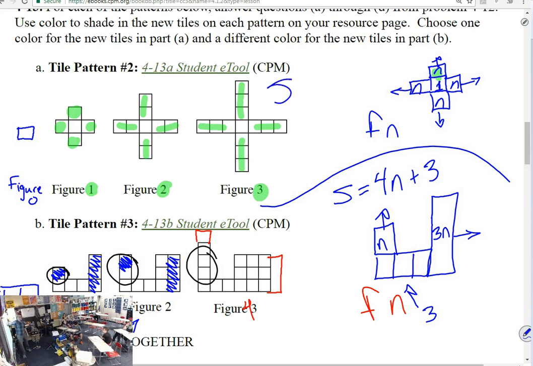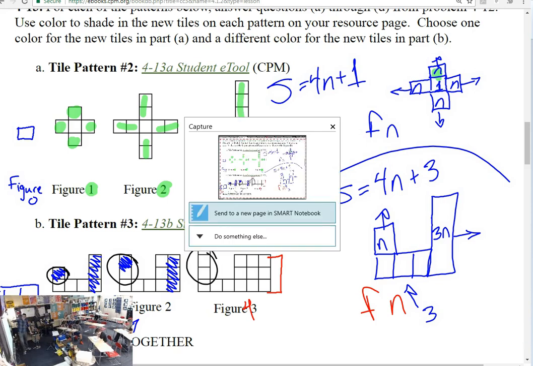So this formula, 4n plus 1. Is it actually going to be 4n plus 4? I don't know. Try the one at the bottom. You got one more down there, right? Give me a moment to get there.